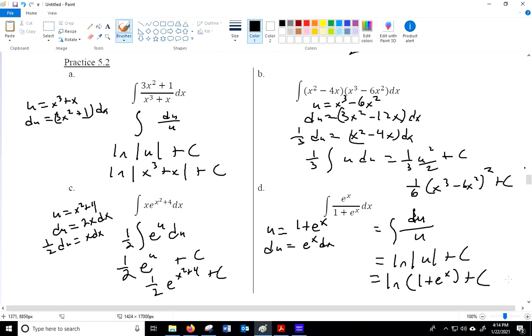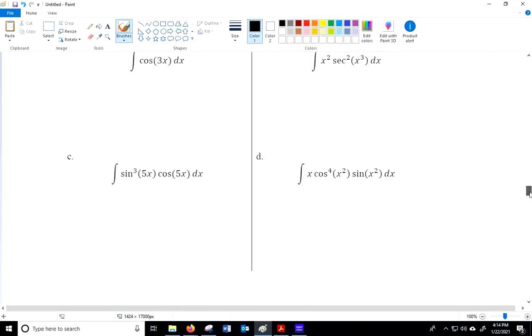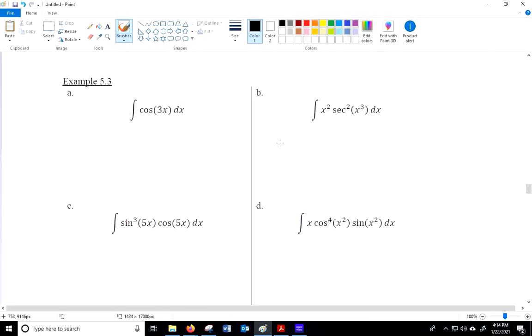So why did I replace the absolute value with parentheses? 1 plus e to the x can never equal 0, because e to the x is never negative or 0. So since it's always positive, I don't need the absolute value bars, and so we should remove them. That's a simplification. Or at least I could say we can remove them.